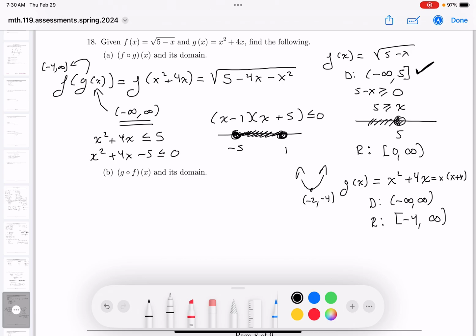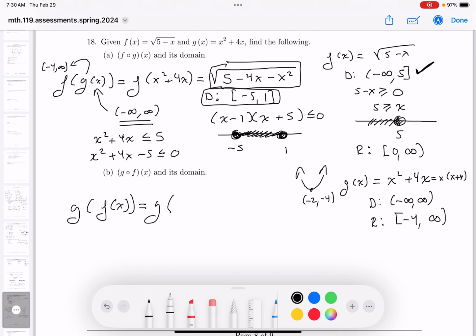So now I have my domain. The domain of this is going to be what I just shaded in, so minus 5 up to and including the number 1. All right? So we got the domain of it. They did ask for that, and we got this part. All right, let's do the next one. It's number 18, by the way. It's going to be g of f of x.